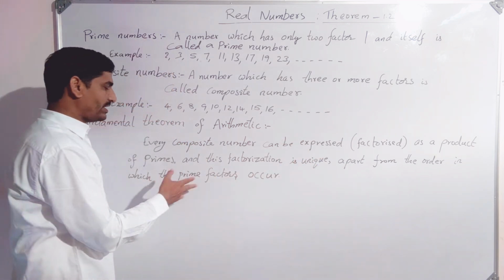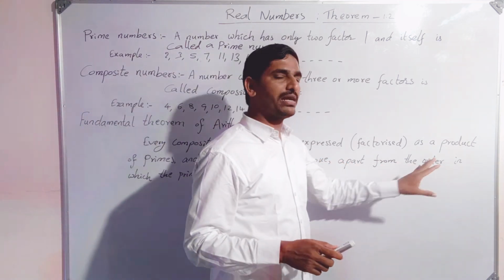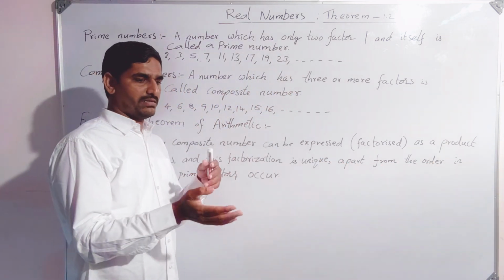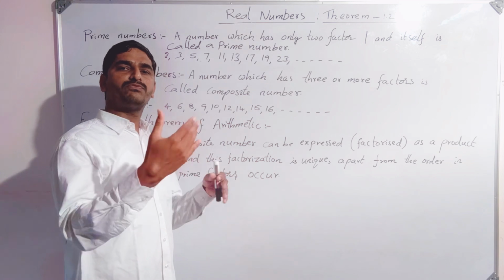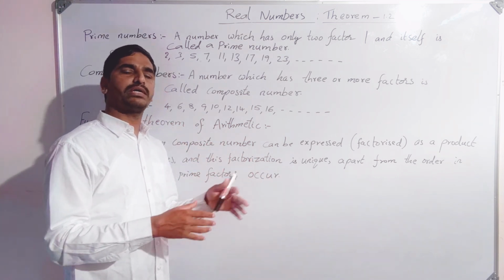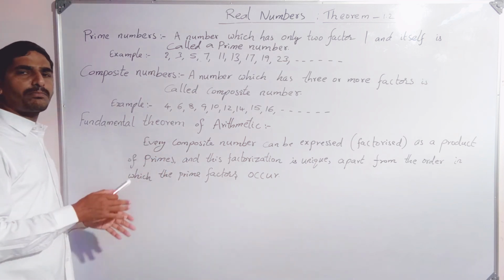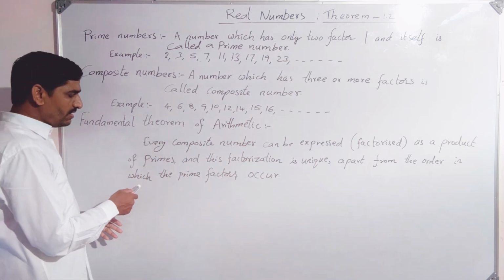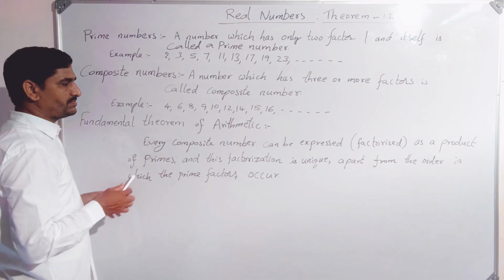Apart from the order, meaning however it is written, 2 3s are 6, 2 into 3, 3 into 2, for 12: 2 into 2 into 3, 3 into 2 into 2, like that you can write. The order is not mandatory, but the prime factors which occur here are fixed.